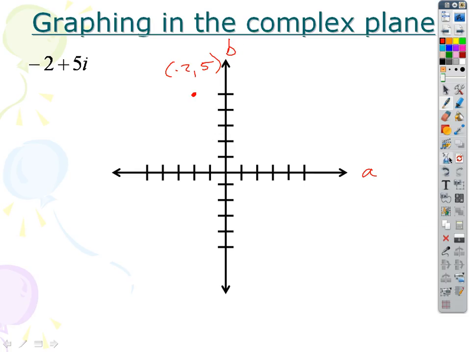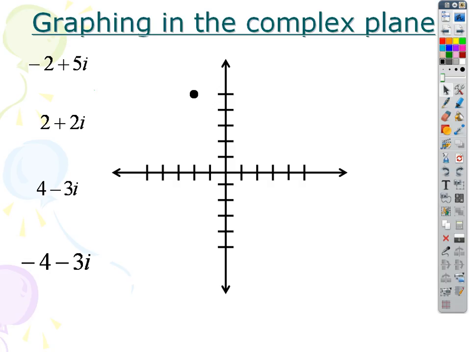Well, the first one we said was right there: back 2, up 5. Where's the second one going to be? Over 2, up 2. Okay, what about the third one? Over 4, down 3. And you get the idea. And then back 4, down 3. You got it. Okay, no big deal.